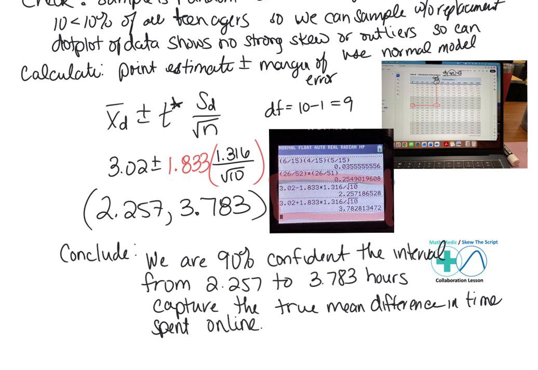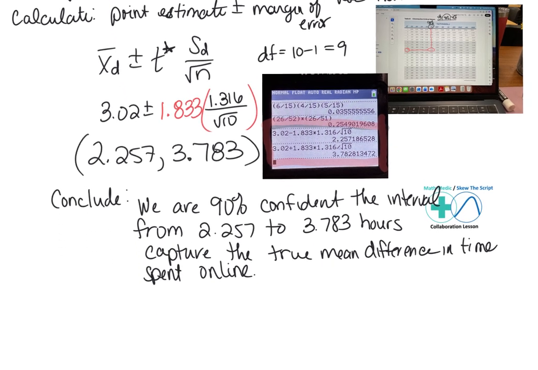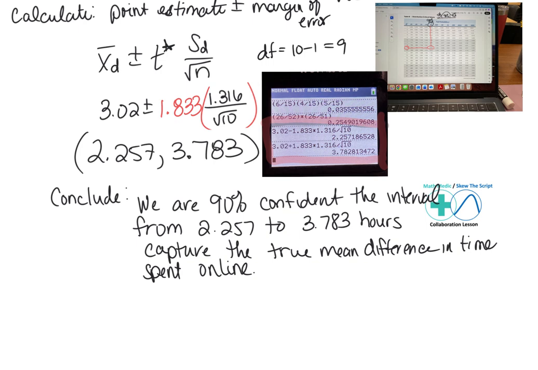And the question is, does this provide convincing evidence that what actually happens is different from parental perception? And the answer is yes, because both of our interval values are positive, greater than 0. So we believe that that difference is between 2.2 hours and 3.7 hours of what actually kids are spending time online, and their parents believe they are spending online.